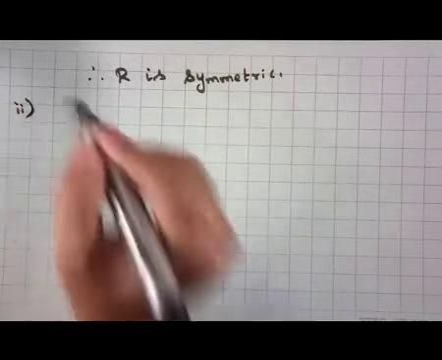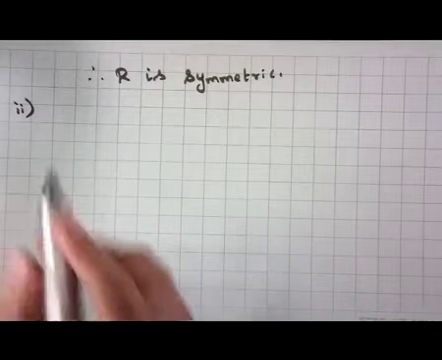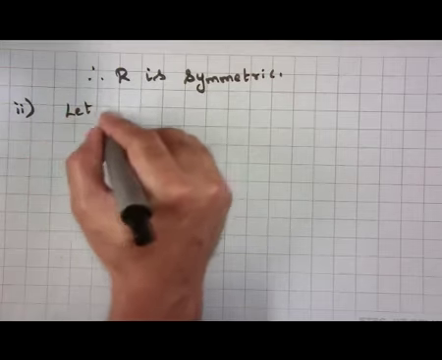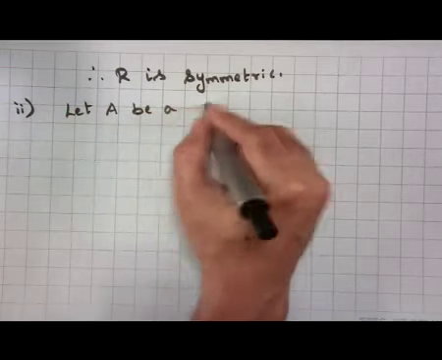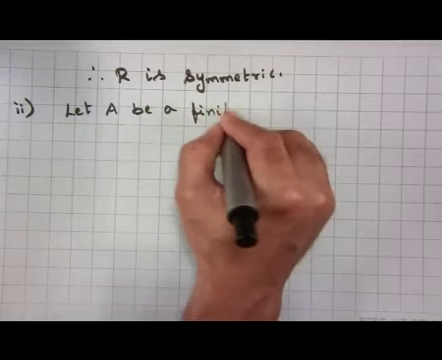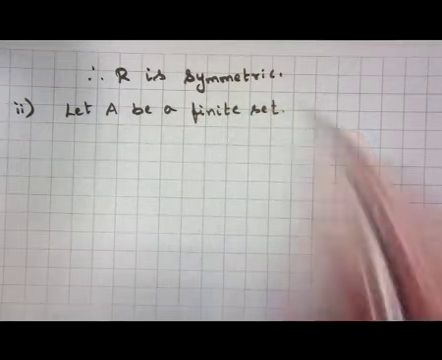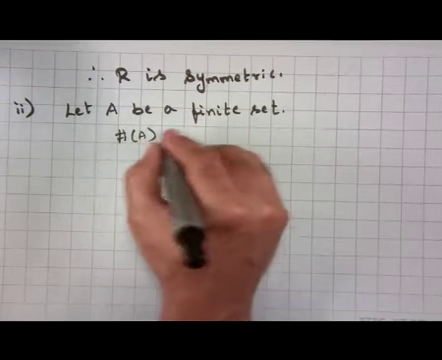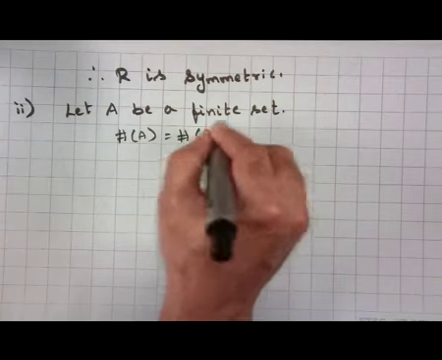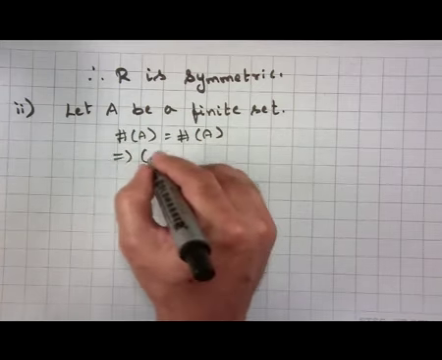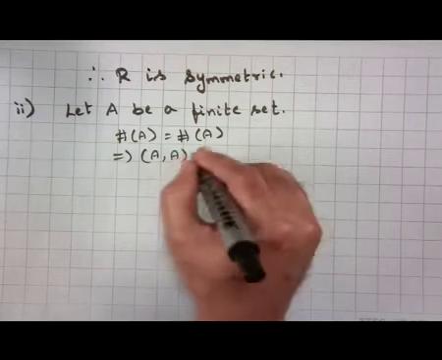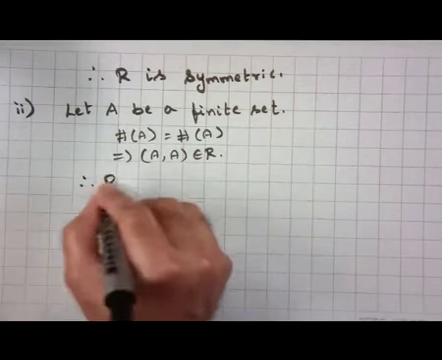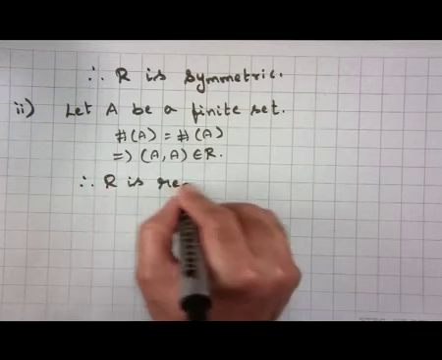Now, for the second one, let us verify whether R is reflexive. Let A be a finite set. Given a finite set, we know that the number of elements of A is equal to the number of elements of A. That implies that the pair (A, A) is in R. Therefore, R is reflexive.